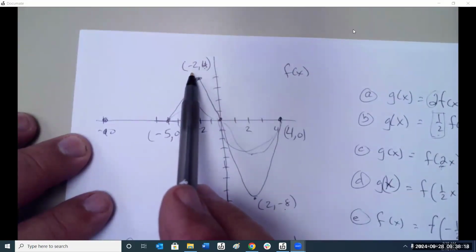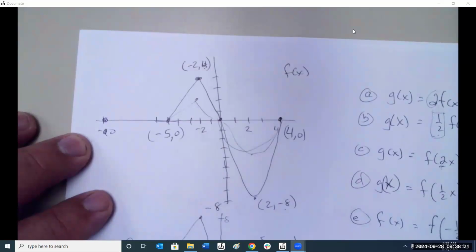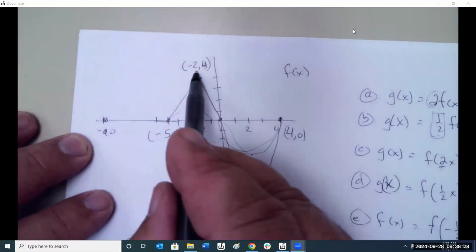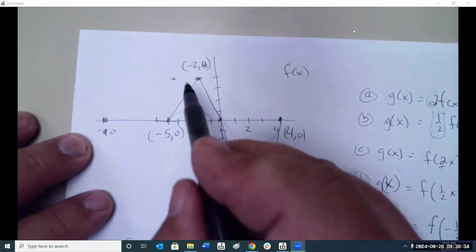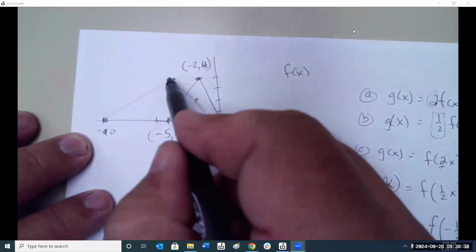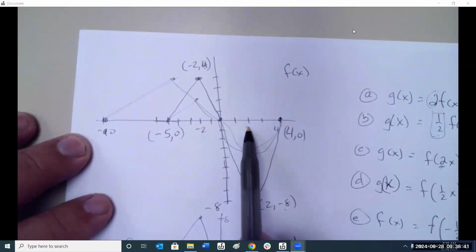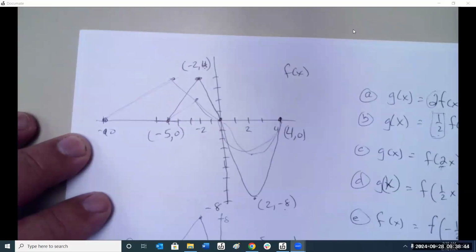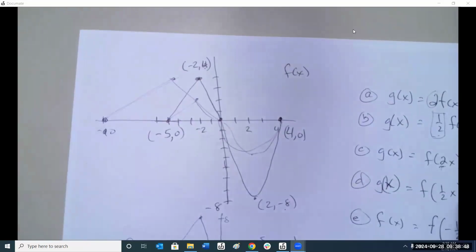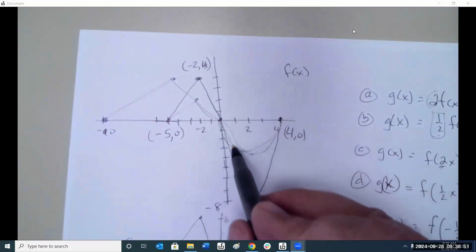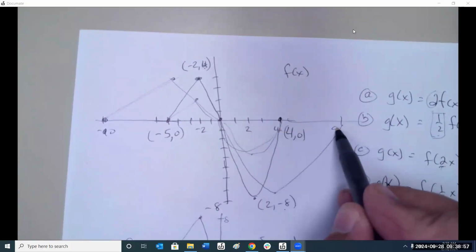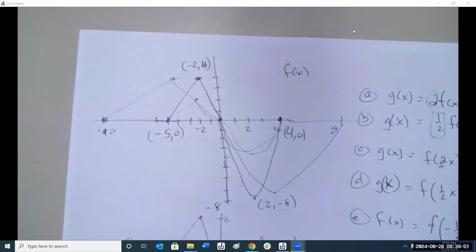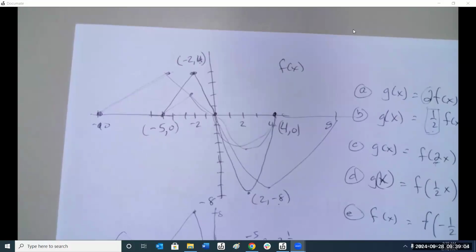Negative 2 becomes what? Remember, we have 1/2. So we multiply by 2. So negative 2 times 2 becomes negative 4. So it looks like this. And the 0 stays there. This 2 becomes, yeah, because we're only doing inside the x values. So because it's 1/2, we multiply by the reciprocal. So it becomes 4. So the graph looks like this. And this one goes all the way out to 8. So if it's a fraction inside there, it stretches it out.